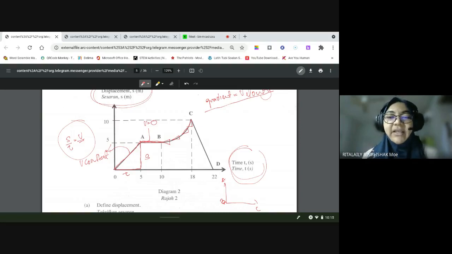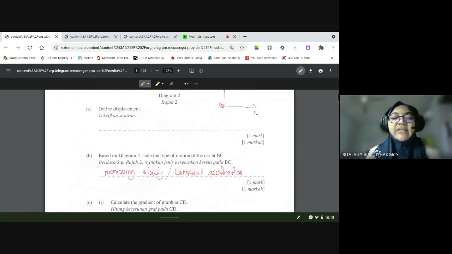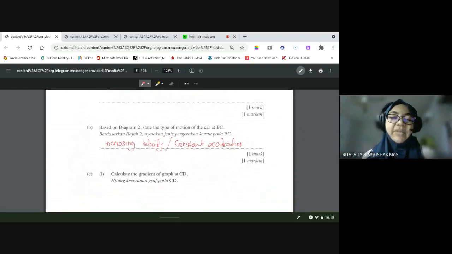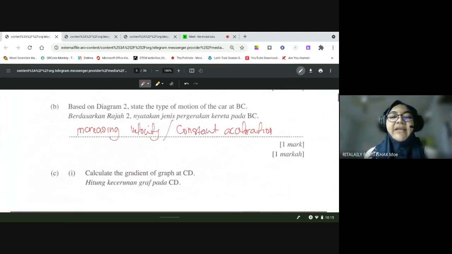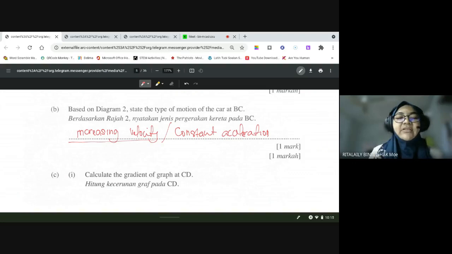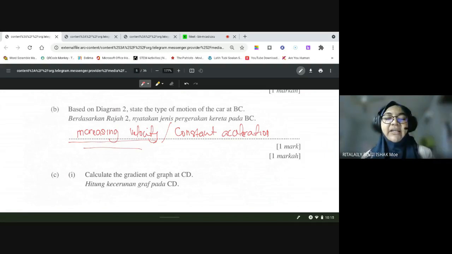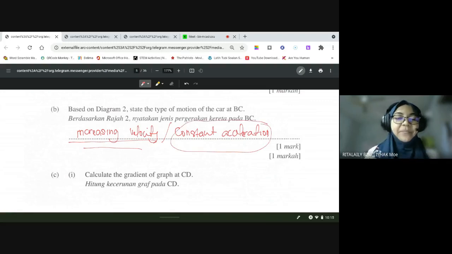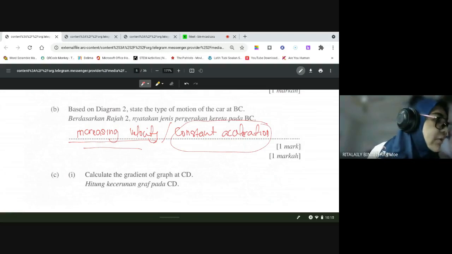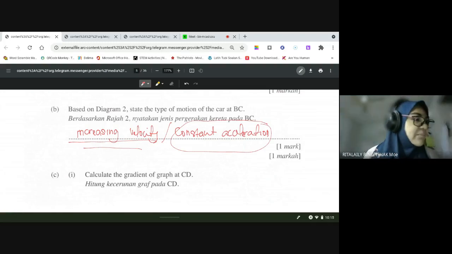But if you are confident that the increasing of velocity is consistent, you can answer constant acceleration. Okay. But the safest answer is increasing velocity, because we don't know whether the increasing is consistent or not. Okay, but somehow I think constant acceleration is also accepted. Okay. Why constant acceleration? Boleh faham, Sais?